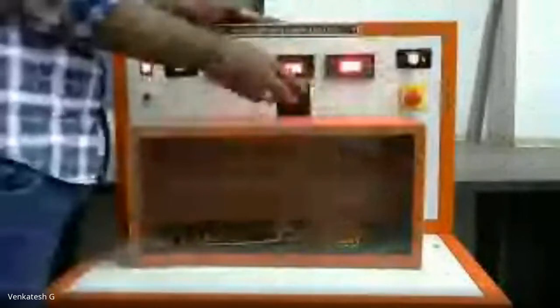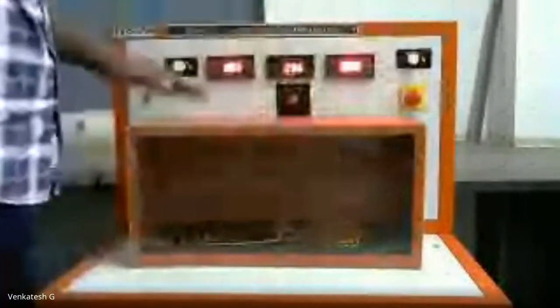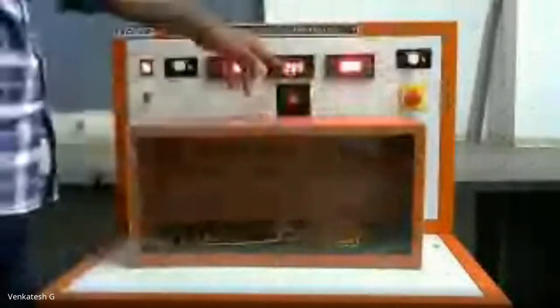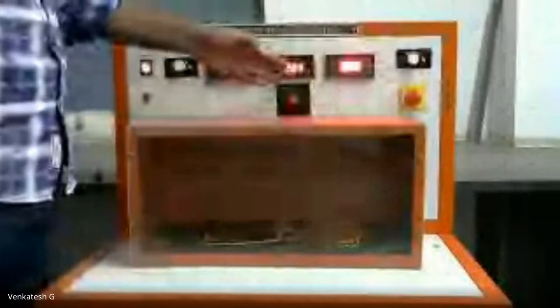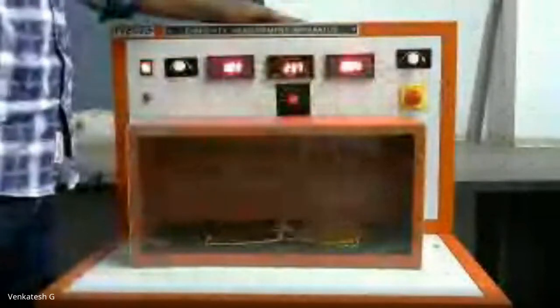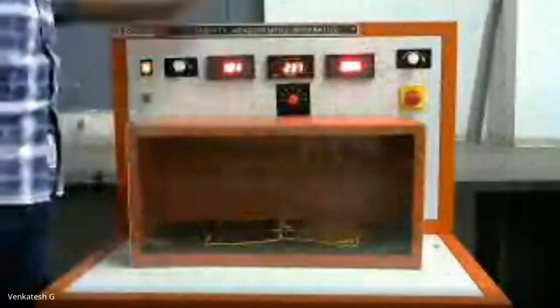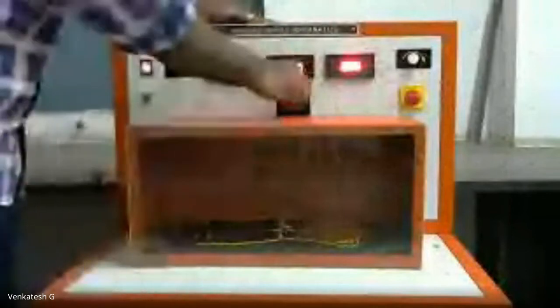Now the system has reached steady state. I have already given the power to both plates, and the system has approximately reached steady state. It is 237 degrees, and it is taking a long time to change. Okay, so now the system has reached steady state, and we can note down the temperatures.